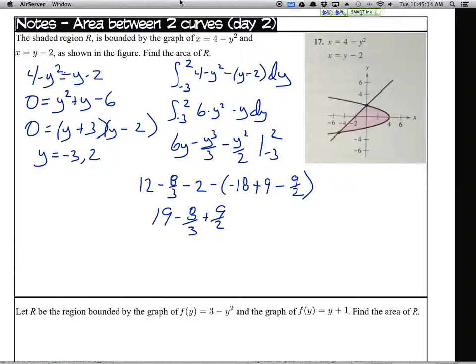So what do I need to do to be able to get an answer from here? Common denominator, what's it going to be? 6. So I need 6 times 19, which is 114. What do I need to multiply the 8 by? 2, which makes it 16, and multiply the 9 by 3, which makes it 27. So I end up with 125 over 6. What does 125 over 6 represent? The area in between the two. Okay, let's move to the next one.